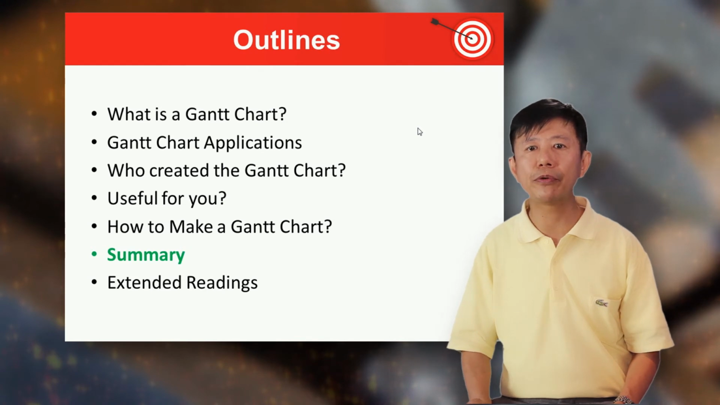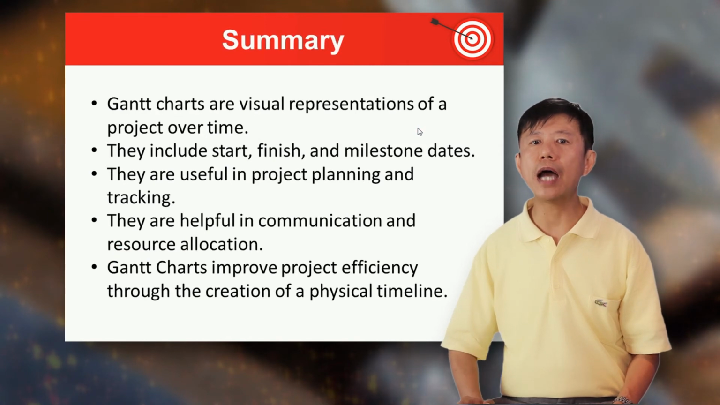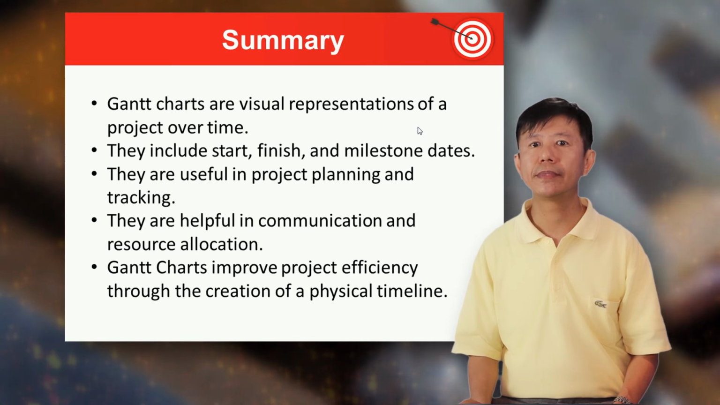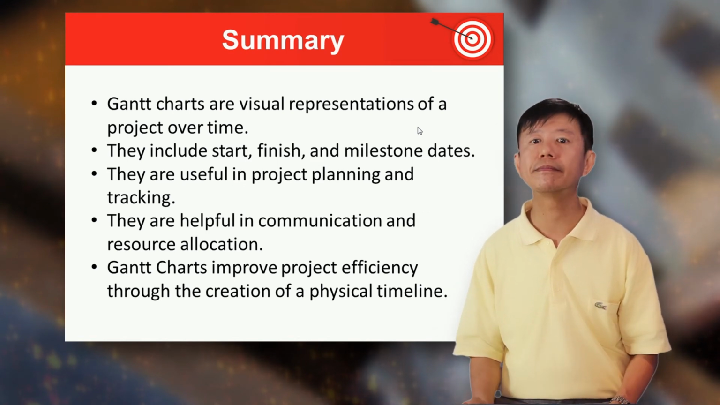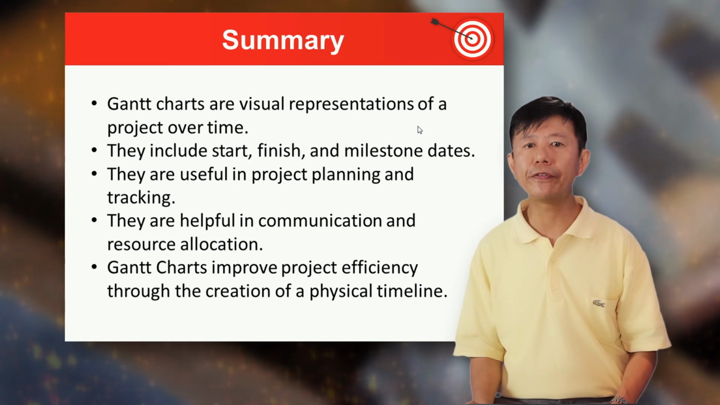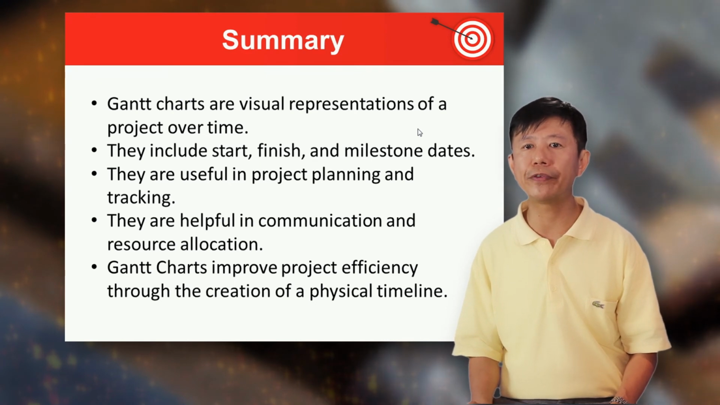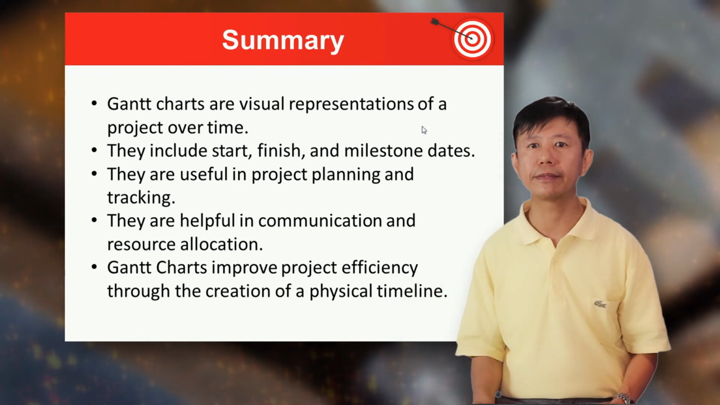Now I'm going to summarize this unit as follows. Gantt chart are visual representations of period over time. They include start, finish, and milestone dates. They are useful in project planning and tracking. They are helpful in communication and resource allocation. Gantt chart improve project efficiency through the creation of a physical timeline. Basically, that's all for the unit Gantt chart.